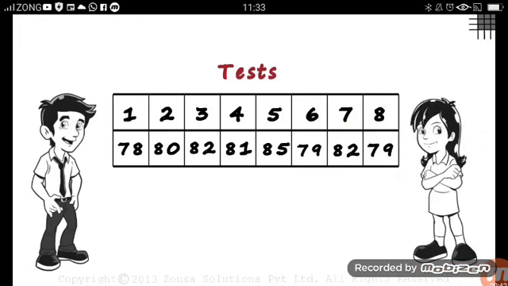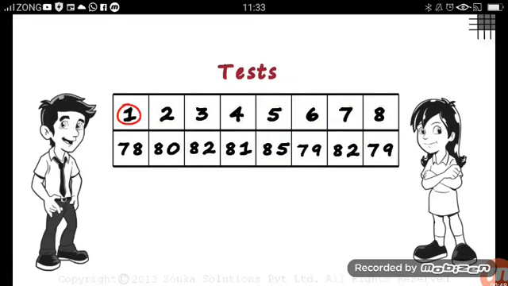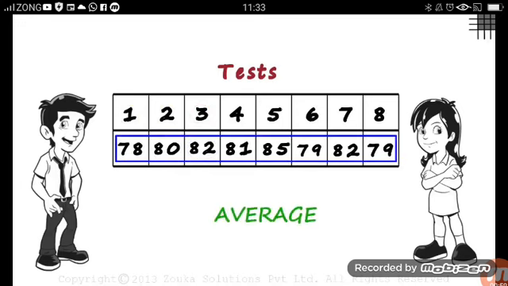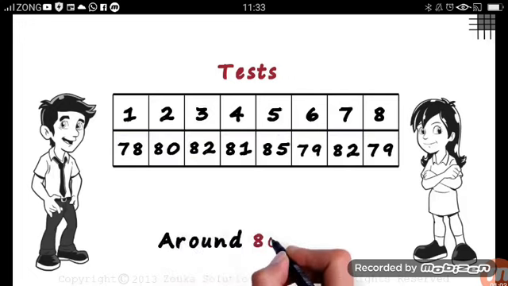Now Zen has two options. He can either tell Zara about his score in each test, something like, in the first test I scored a 78, in the second test I scored an 80, in the third I scored 82. And the other option Zen has is to tell his average score over the period. So he tells Zara that he scored around 80-81 in the previous year.